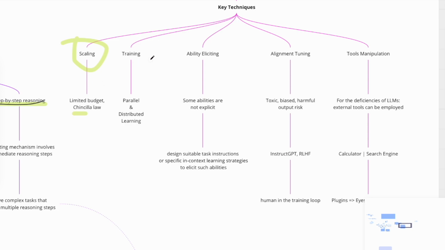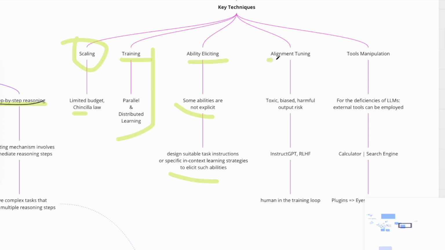And number 2, training. Large models and more data require parallel and distributed training. You can imagine the total cost, therefore we need to parallelize and reduce the cost. There is ongoing research in this field. And number three is ability eliciting. In LLMs, some abilities are not explicit and direct. So you need to design suitable task instructions or specific in-context learning strategies to elicit such abilities. To remember the step-by-step reasoning ability, you provided good context learning. Now you have the ability of reasoning.